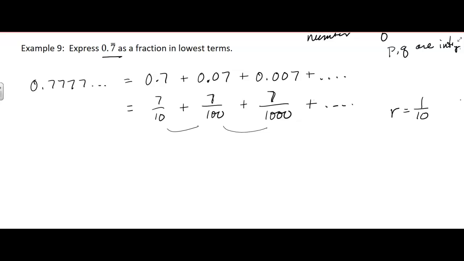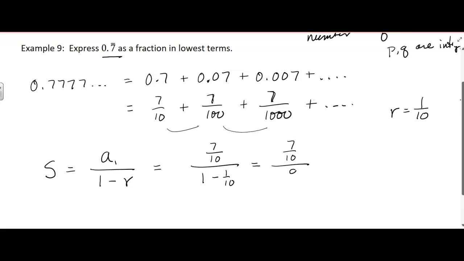Okay, so we've got our R. Now let's pull out our sum. It's a sub 1 over 1 minus R. So for us, that's going to be a sub 1, which is 7/10, over 1 minus 1/10, which is going to be 7/10 over 9/10. And then if you keep change flip, 7/10 times 10 over 9, the 10s cancel, and you get 7 over 9.